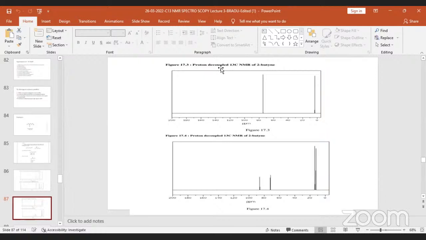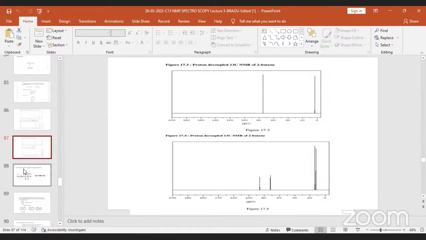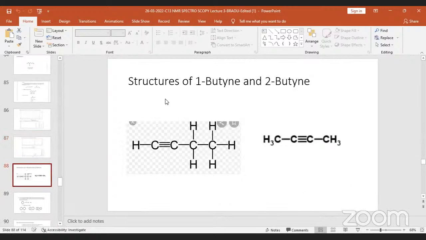The question can be framed like this: C4H6, and it gives you a quartet, a triplet, a doublet and a singlet. What is the structure? So it will be 1-butyne, right? 1-butyne and 2-butyne. Actually, it's 1-butyne only. 1-butyne and 2-butyne. This is 1-butyne.